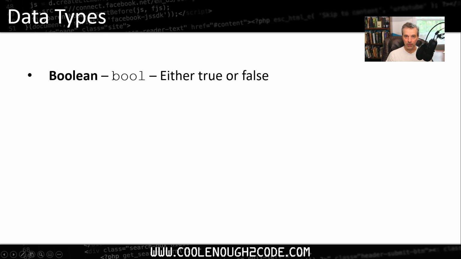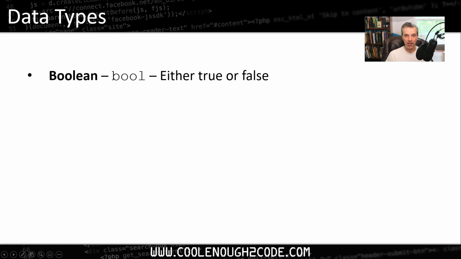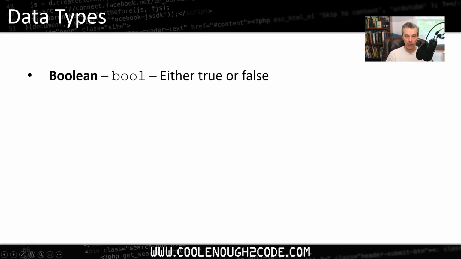Now, inside of your computer, you have a combination of ones and zeros. Everything on your computer is some kind of binary data, and that is represented by a bit. A bit is a value that is either 1 or 0. And a Boolean is an expression of that, where we interpret that 1 as being true and we interpret the 0 as being false.